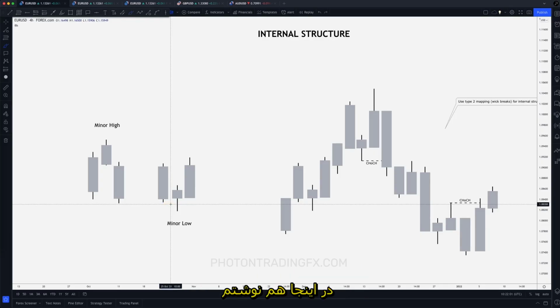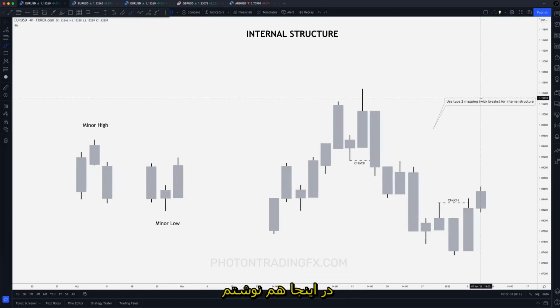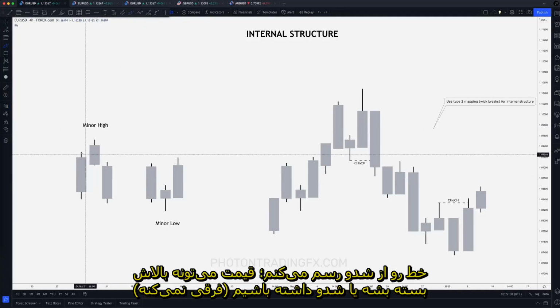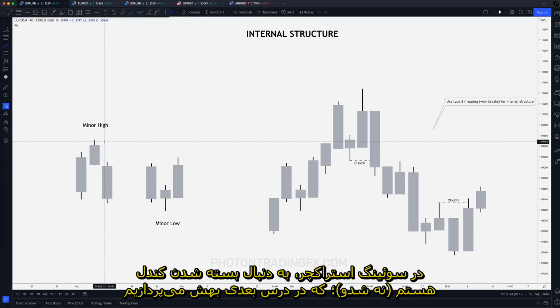Type 2 mapping for when I'm looking at internal structure. Okay, I've written that over here. So for internal structure, I'm purely looking at, I draw the line on the wick and price can close or wick above it, okay? Wick breaks are fine. For swing structure, I want to see a candle closure, but we'll look at that in the next video, okay?